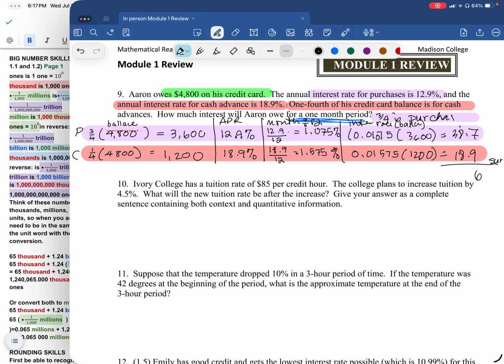And the last thing we have to do is sum them. 6, carry the 1, 7, don't forget the decimal place. So we would get $57.60. It's just going through and realizing what you would need to answer this question.